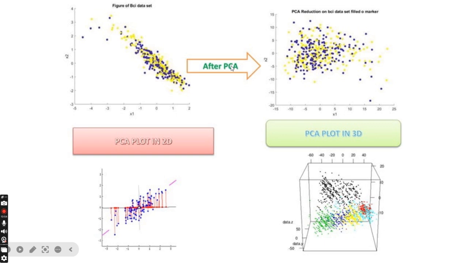So these are the various PCA approaches, and here is one example of how dimensionality reduction and feature extraction is done on the BCA dataset after applying PCA. This is the example plot. We can see the entire PCA process and the plot in 2D and the plot in 3D also. You can see here. That's all about PCA.